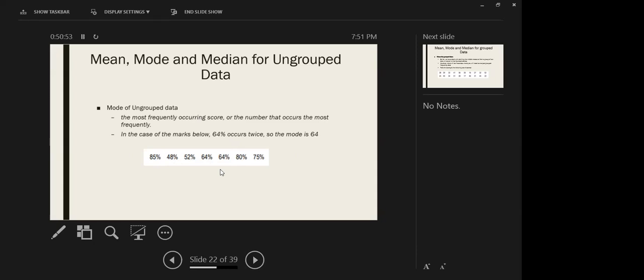So maybe if there was another number, say 85, that was repeated twice, and 64 was repeated 3 times, then 64 still will be the mode because it has to be the most frequently occurring number. So it must be the number that is repeated the most, right? So that is your mean, mode, median for ungrouped data.